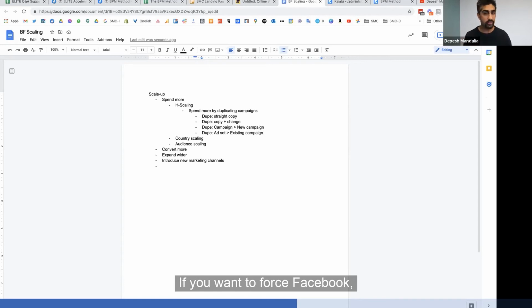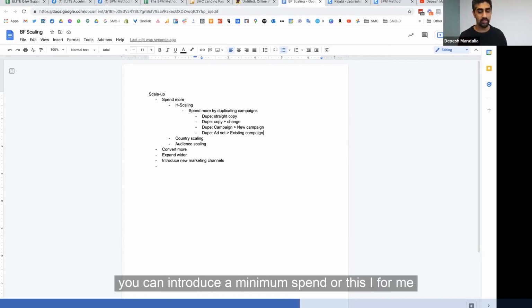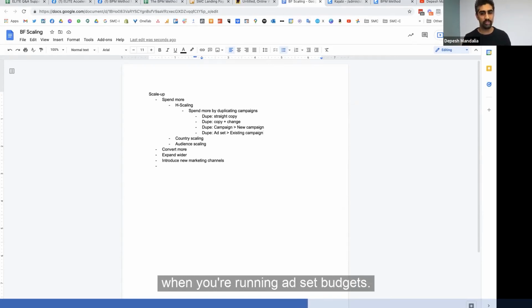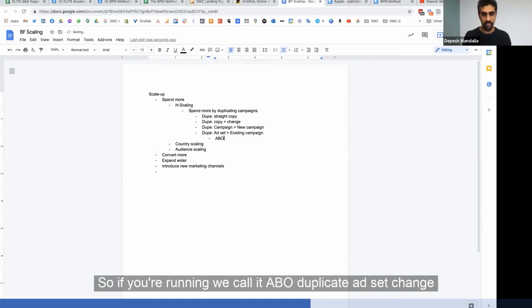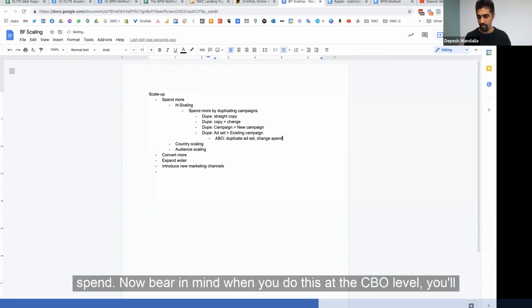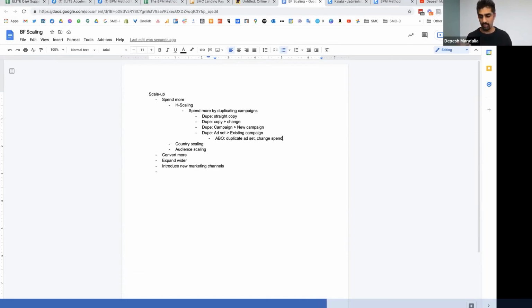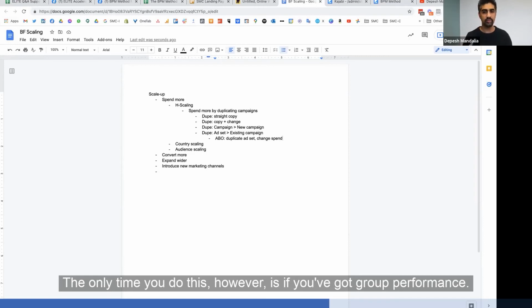If you want to force Facebook, you can introduce a minimum spend, or, for me personally, the duplication works best at the ad set level when you're running ad set budgets. So if you're running, we'll call it ABO, duplicate ad set, change spend. Now, bear in mind, when you do this at the CBO level, your CBO will go back into learning because it's a significant change. The only time you do this, however, is if you've got good performance.